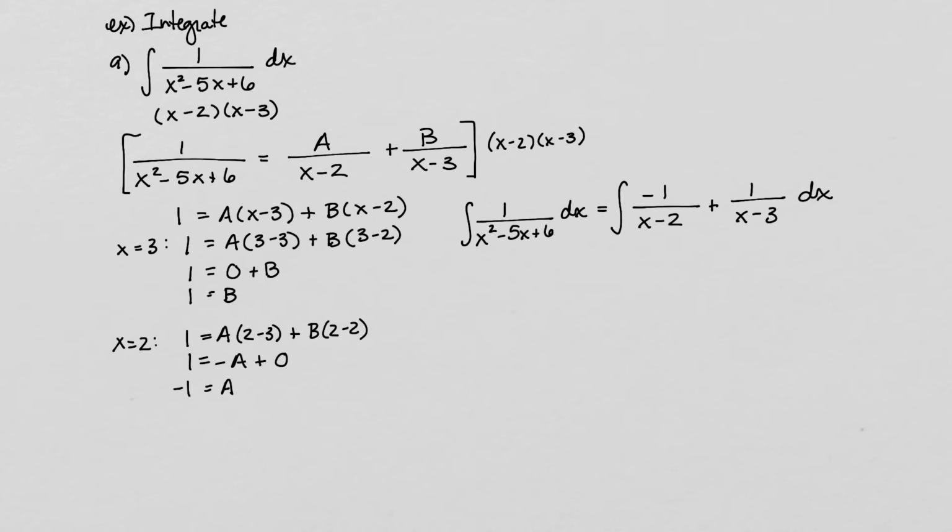Robert asked about this. Why is it negative 1 over x minus 2? So it's negative 1 over x minus 2 because A turns out to be negative 1, right? And so this fraction here is the same as these two fractions. So A is negative 1, so negative 1 over x minus 2, and B turned out to be 1, so 1 over x minus 3. Does that answer your question? No problem. Other questions?